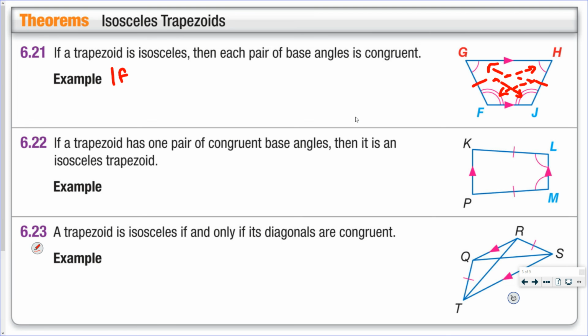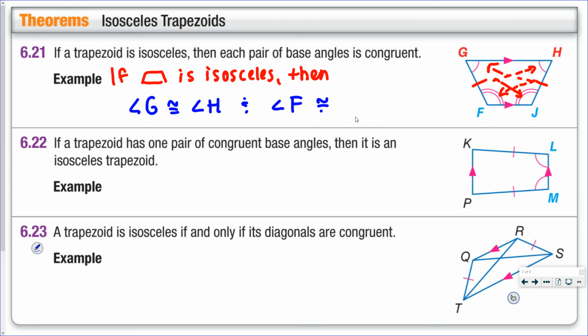All right, so if a trapezoid is isosceles, then in this case, a pair of base angles would be G and H, and F and J would be congruent. G and F would still be supplementary. You could still think of that leg as a transversal, consecutive interior angles. But those angles would be congruent only in isosceles, only if the two legs are congruent, okay?